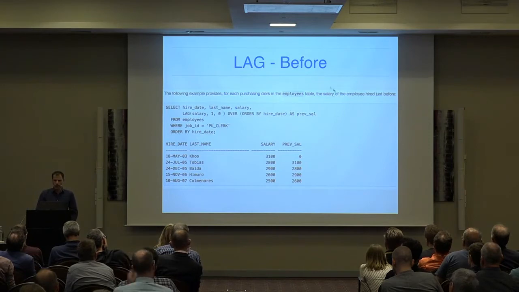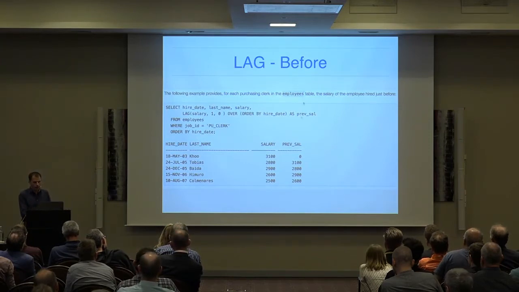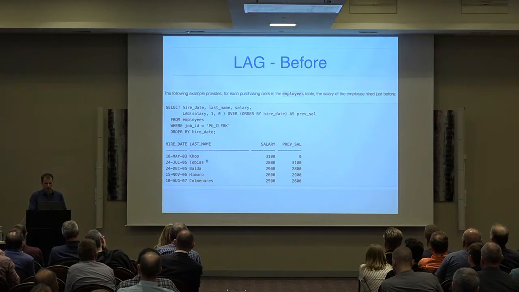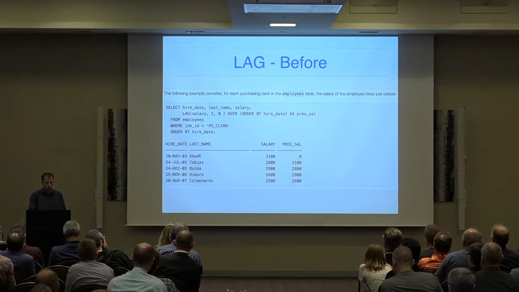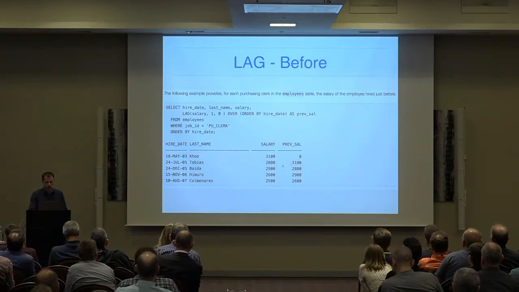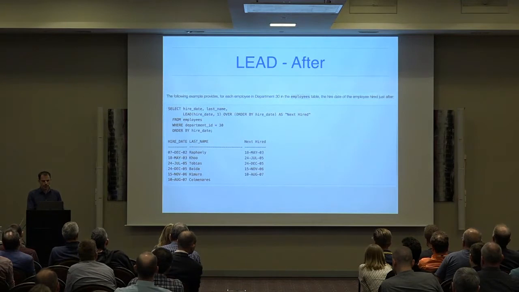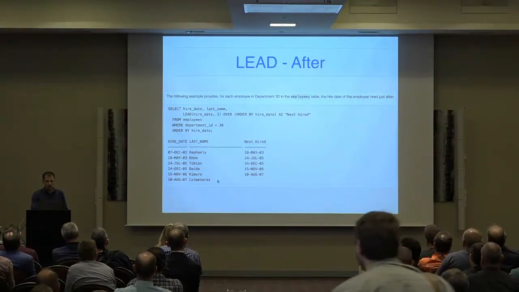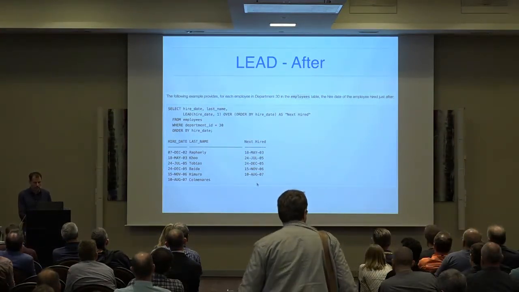So let's look at an example where we use it. Lag and lead, I always mix those. Lag is before, I want to get the record before. So here, what is the previous salary? I have LAG salary OVER, and I order by hire date. So all those are ordered by hire date, and what is the previous salary? So Tobias' previous salary is 3,100. The first one doesn't have a previous salary because there's no record there. The same with lead: what is the next hired person? So this one is the last one, there's no next one.